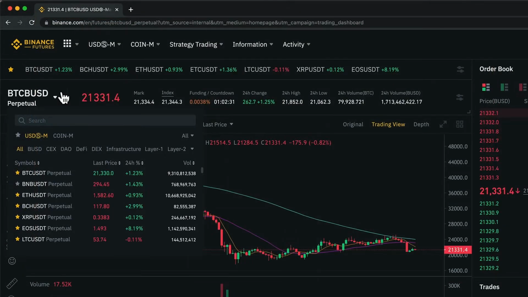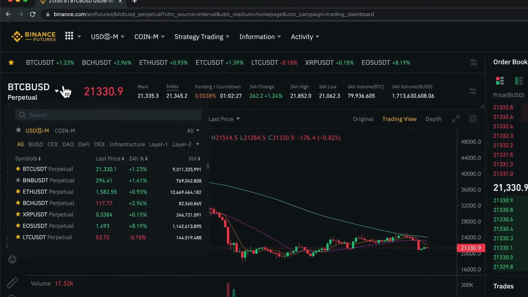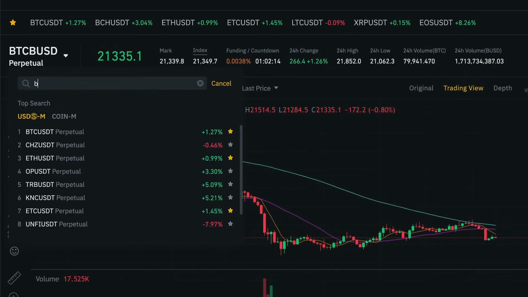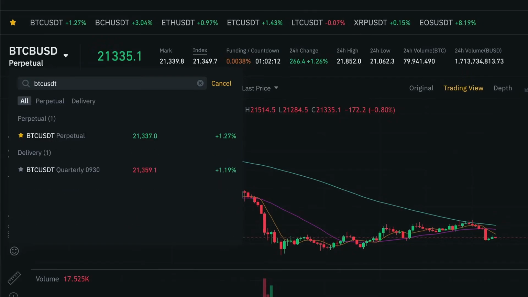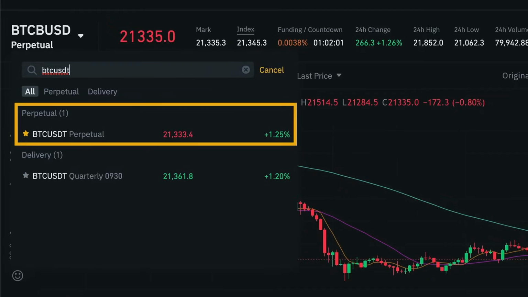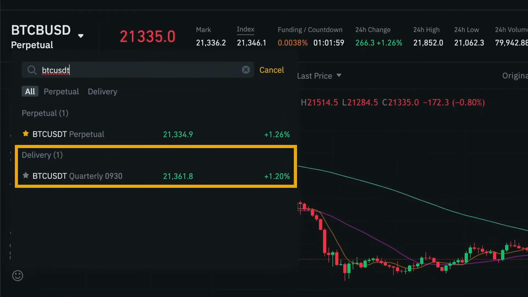So as I have the stablecoin USDT in my futures wallet, I need to make sure the USD-M futures are selected. Then I'm going to type in BTCUSDT, the ticker for Bitcoin and US dollar Tether, to see what Bitcoin futures I can trade that are settled in US dollar Tether. Here we can see that we have a perpetual future contract and a quarterly future contract.